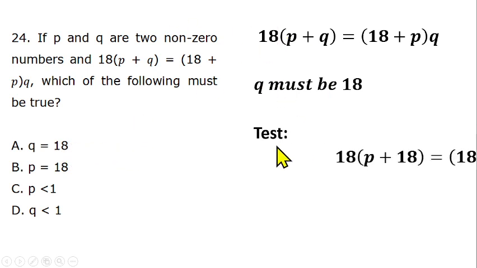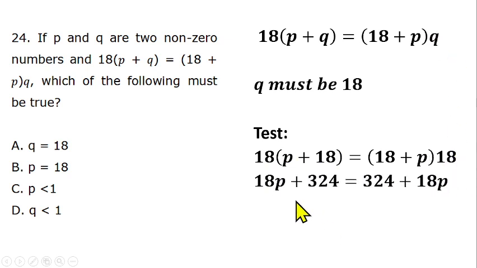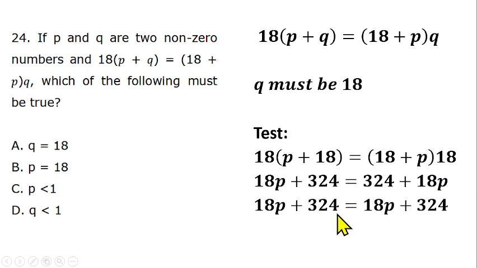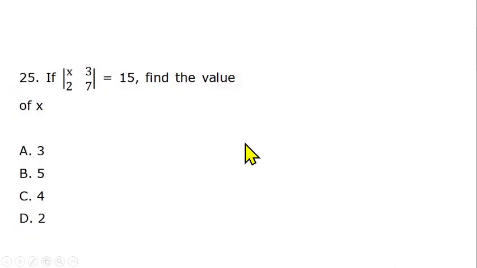You can test it. If our Q is 18, put it here as well. If you open the bracket, you'll be having 18P plus 324. Open this bracket as well, and this will give 324 plus 18P, which if you rearrange it, you'll be having 18P plus 324 equals 18P plus 324. So both sides are equal. That means Q must be 18 in that case.